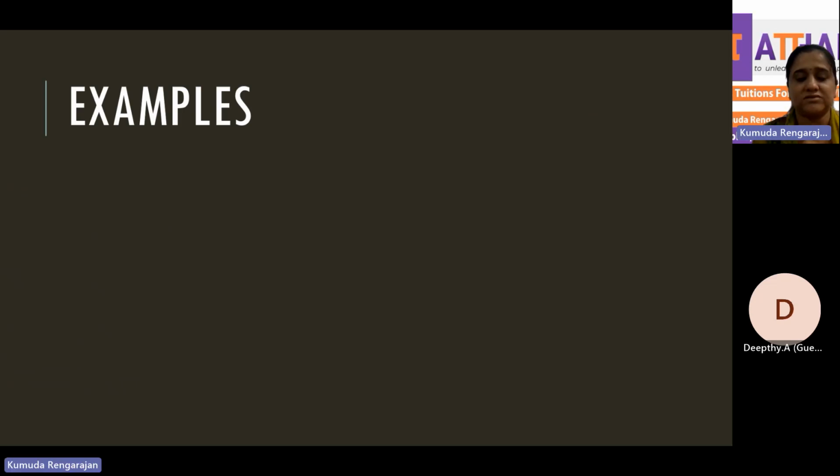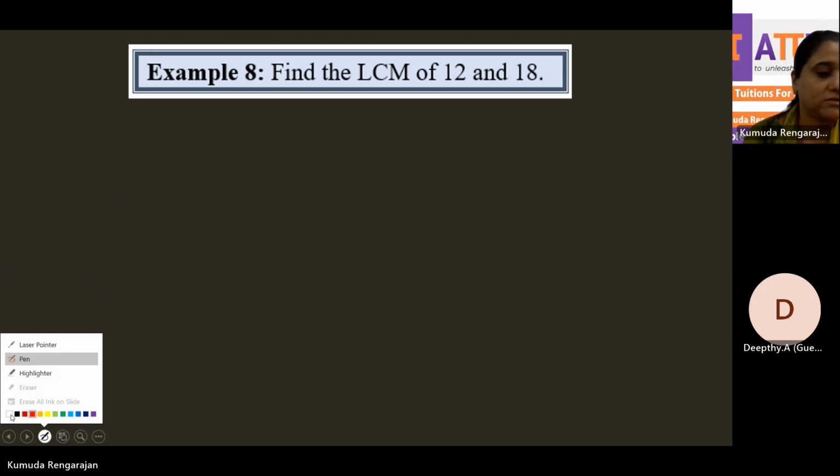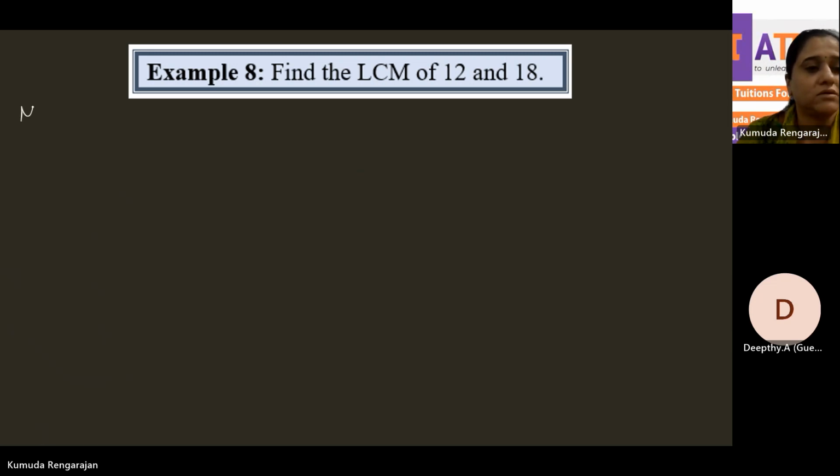So this one is the next. These are the examples before the next exercise. Exercise 3.2. Find the LCM of 12 and 18. Okay. So we'll do it in two methods. Prime factorization method. Start writing.